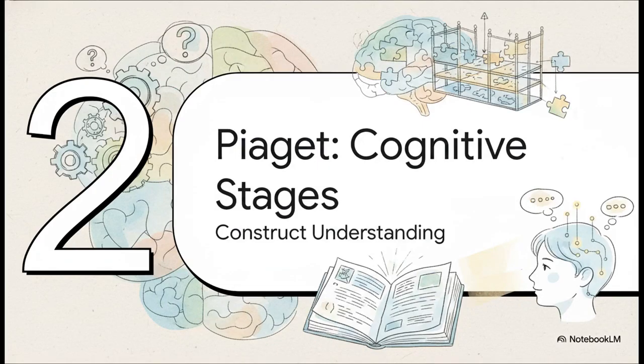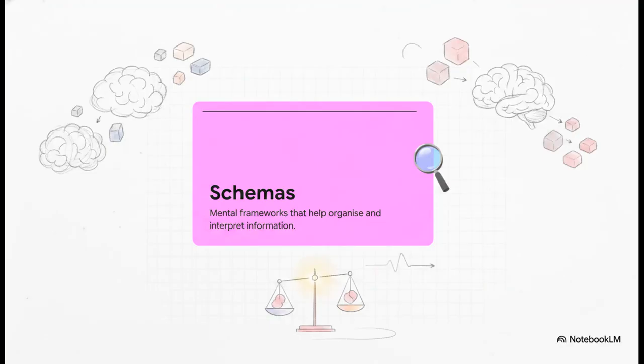Section 2. Piaget. How students think, constructing understanding. Okay, let's dive into this. I want you to ask yourselves, how do you think your first-year diploma students actually process technical information? Do they just passively absorb what you write on the whiteboard? No way. Something much more active is happening inside their minds.